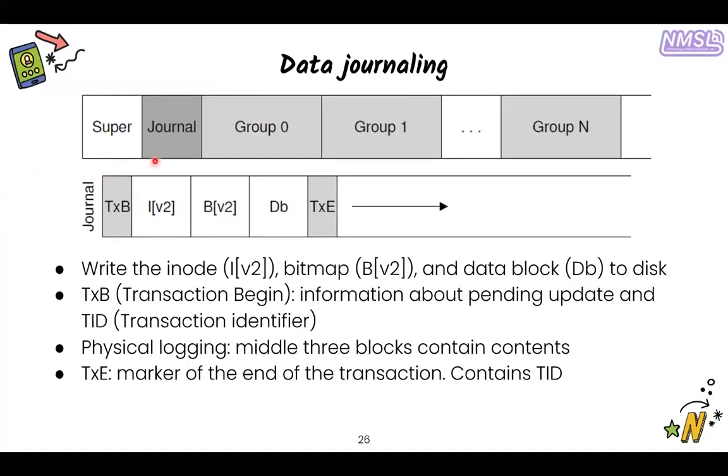So basically, now we're going to have a field called journal. Within the journal, we have TXB, which is transaction begin. We also have TXE, which is transaction end. Both would include something called TID, so transaction ID. Now the middle three, and the familiar ones, inode, bitmap, and data, are basically the contents of those three blocks. Some people just call that part physical logging. So again, there are markers that show the beginning and the end. Okay, so that's the journal.